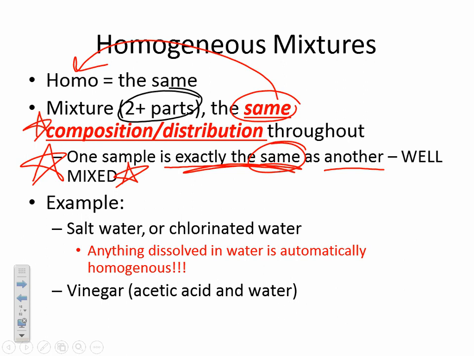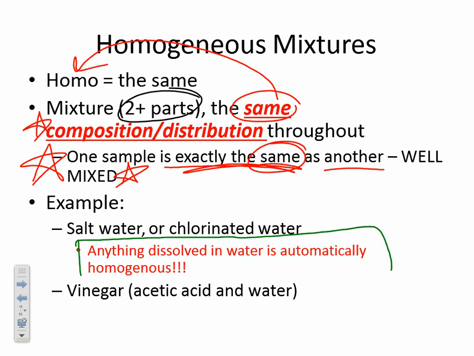No, it's evenly mixed. That means that every portion of that mixture, the composition is exactly the same as another portion. It's the same, prefix homo. Chlorinated water would be another example of a homogeneous mixture. If you take your pool water, one sample of it should be exactly the same as another sample.